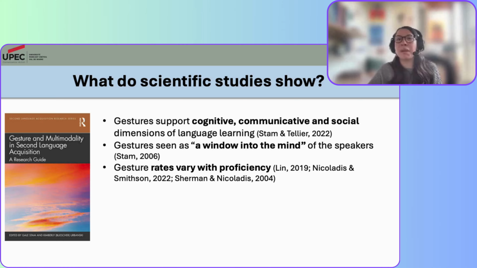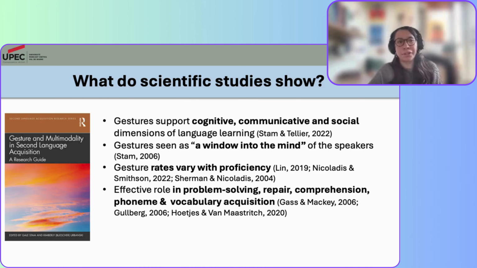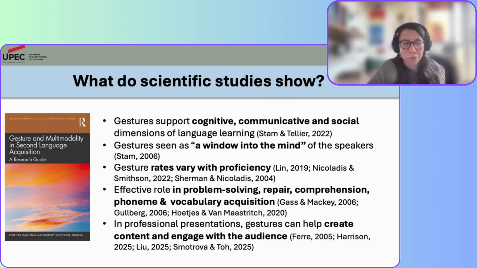And so we didn't find many differences between L1 and L2, except for frequency, but not in terms of type. So you see, it really depends as well on the level of proficiency. But overall, they're shown to serve an effective role in problem solving, repair, comprehension, phoneme, and vocabulary acquisition. And in professional presentations, more generally speaking, they can also help create content and engage with the audience.